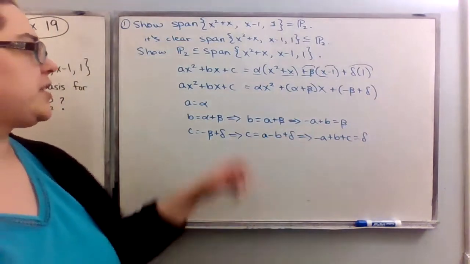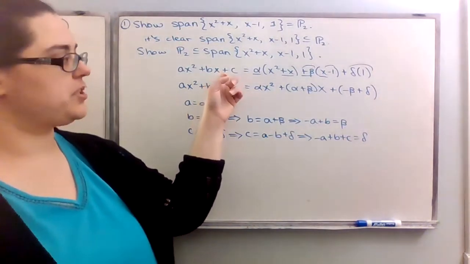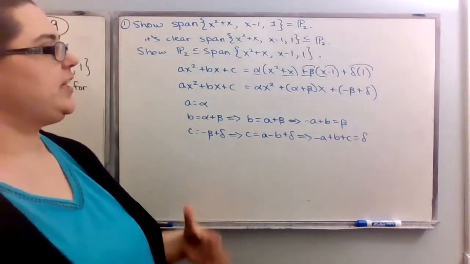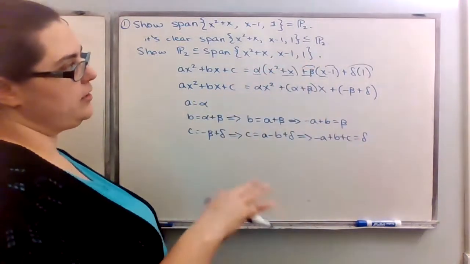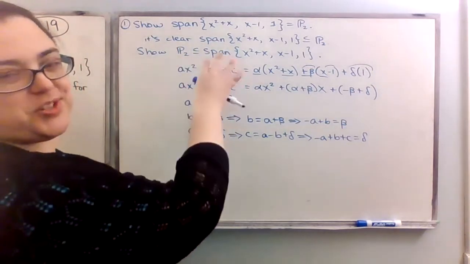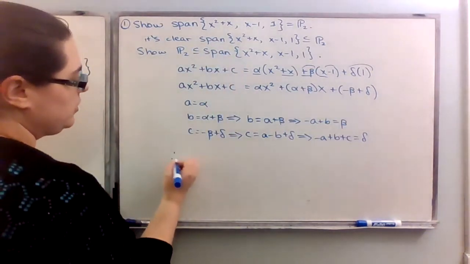So what we've done is, if I give you a specific polynomial, ax squared plus bx plus c, you can tell me the specific coefficients I need of these 3 vectors to write that polynomial in terms of those 3 vectors, in terms of that set. So therefore, let's write that.